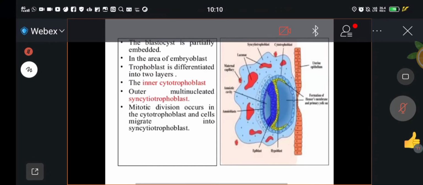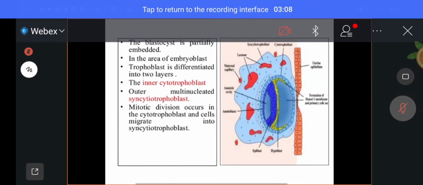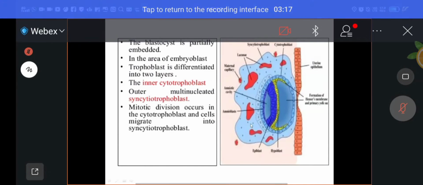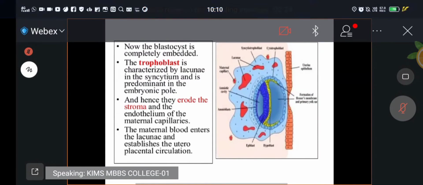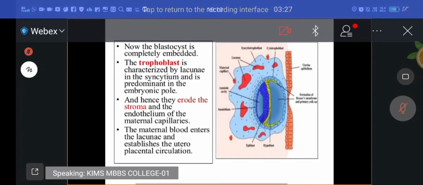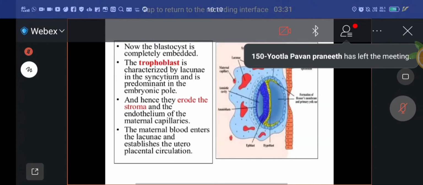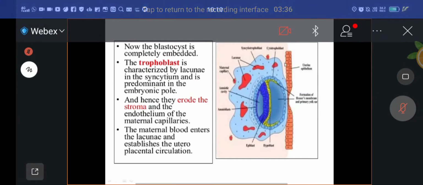Now, with mitotic divisions occurring, the cytotrophoblast cells migrate into the syncytiotrophoblast. Here you can see the faded cells which are migrating into the syncytiotrophoblast. Now, in the process of development, meanwhile the blastocyst is completely embedded into the uterine endometrium. Now, the trophoblast is characterized by lacunae. Here you can see these red spots.